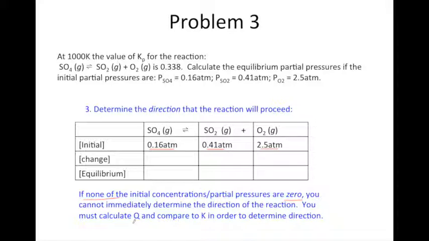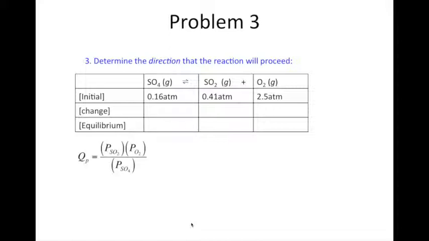I have to calculate my Q value, in this case Qp, and compare it to my Kp to determine the direction. So again, review that section if you need to on how to use Q to calculate the direction of a reaction. But notice, if none of the initial concentrations are 0, you must calculate Q and compare it to K. So let's do that. It's not too bad. We can write our Q expression, which is the same as an equilibrium expression. These are just not equilibrium values. They're initial concentrations or partial pressures. We plug those in and we solve, and we get a value for our Qp of 6.4.